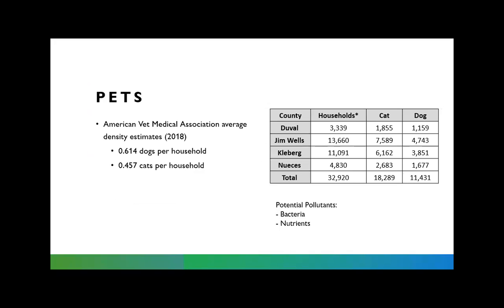Pets. The American Veterinary Medical Association provides an average number of pets per household for dogs and cats, and these are numbers that we estimated in the area. We don't expect a lot of bacteria load compared to some of the other producers in this area, but it's still relevant.